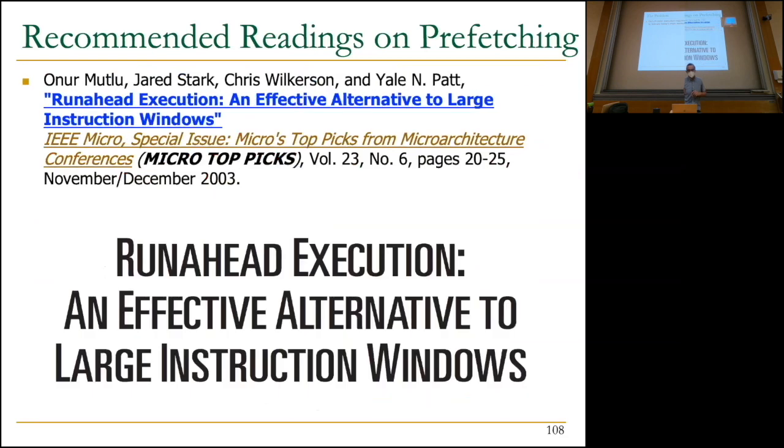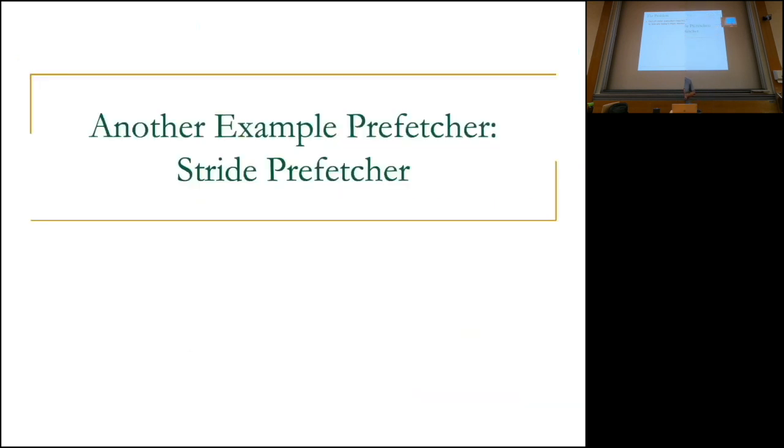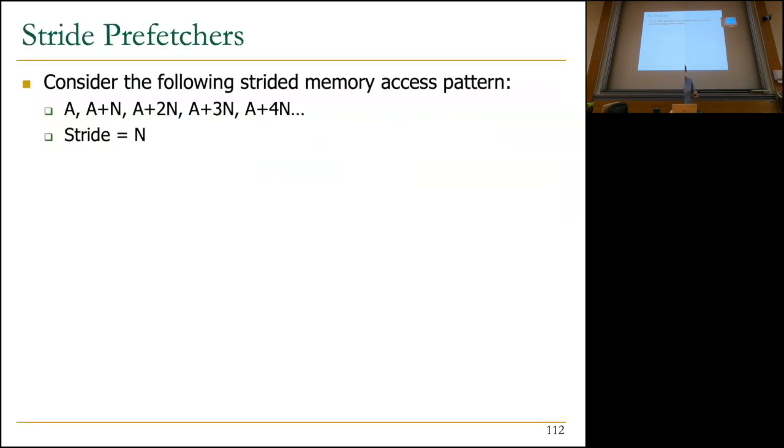Okay, there are a bunch of recommended readings. I will just flash these, and I will go into another example, which we've also covered, but I want to cover a couple of issues here. Even stride prefetchers are quite interesting, actually, because there are multiple ways of designing them. So I've already given you this, right?